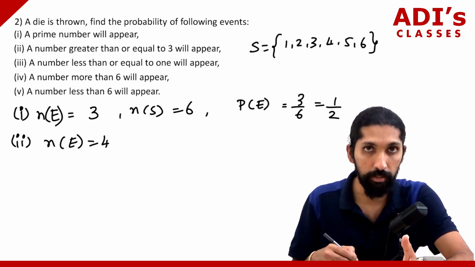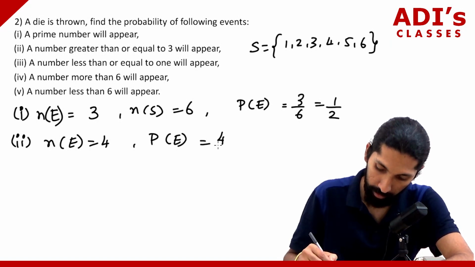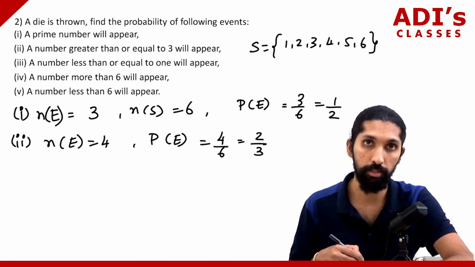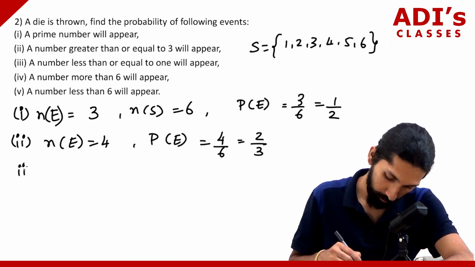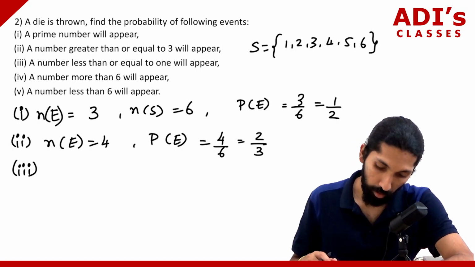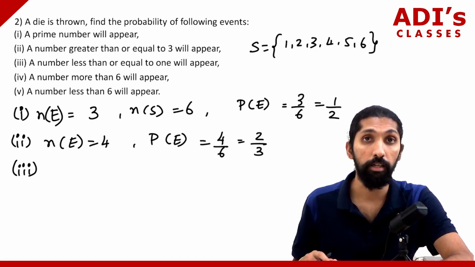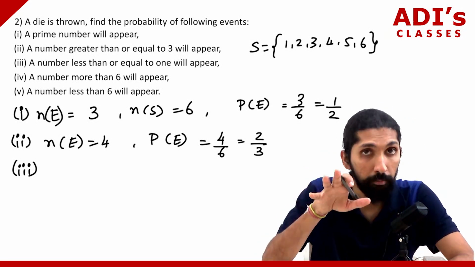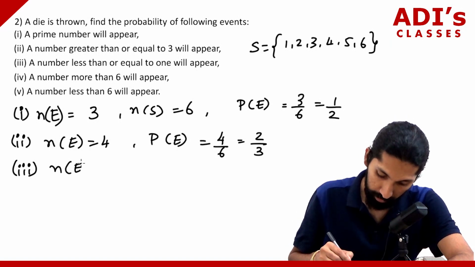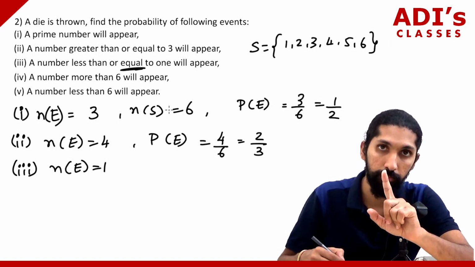Of course, N of S is 6 itself. That's not going to change. So P of E is going to become 4 by 6, which is 2 by 3. So the second one's answer is 2/3. Next, third. See, third one, a number less than or equal to 1 will appear. Less than or equal to 1. Equal to 1 is possible, but do you have a number less than 1? No, right? So N of E is just 1. That too not less than, but equal to condition. That's why it's only 1.